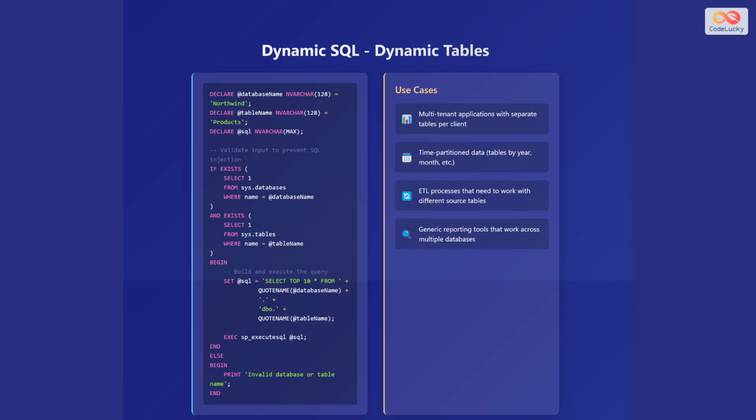Here, we check if the provided database name and table name exist in the system catalog views. If both the database and table exist, we build and execute the query. The QUOTENAME function is used to enclose the database name and table name in brackets to prevent SQL injection. Finally, we execute the dynamic SQL query using sp_executesql.